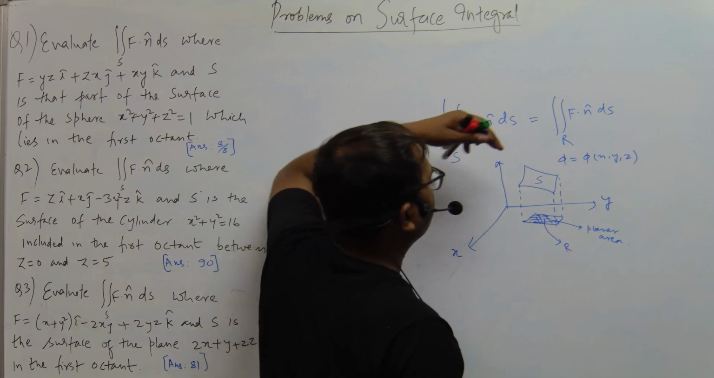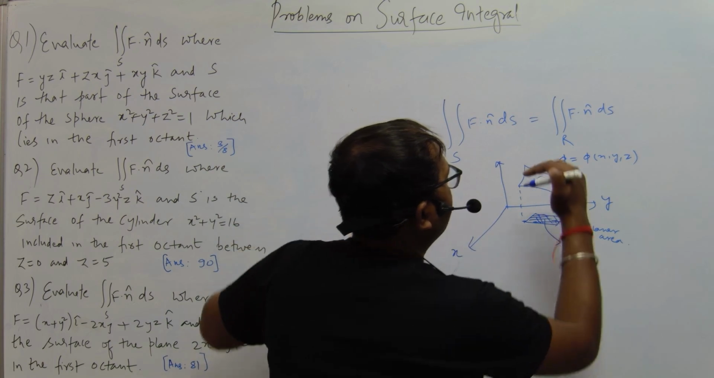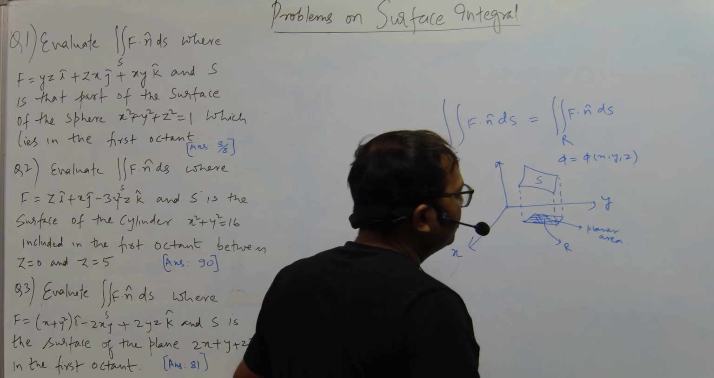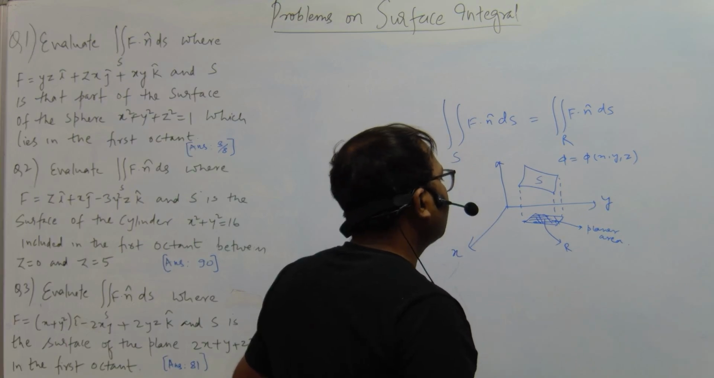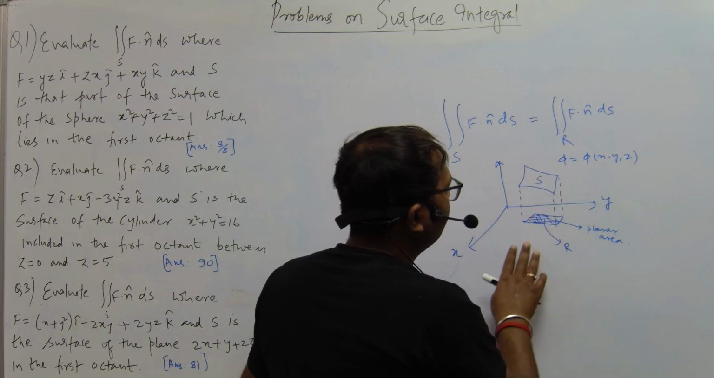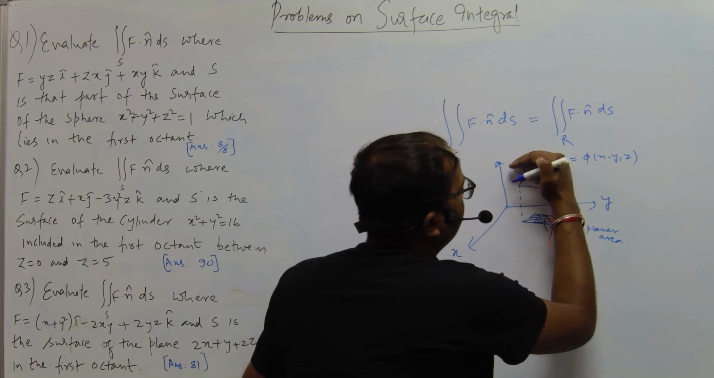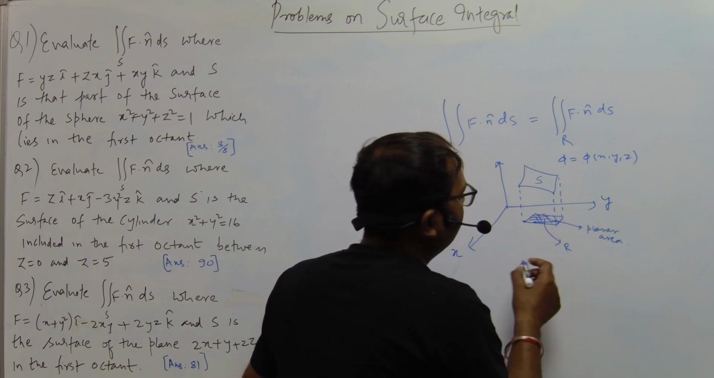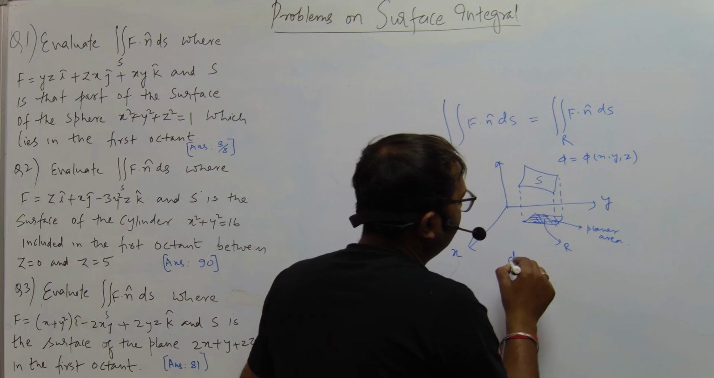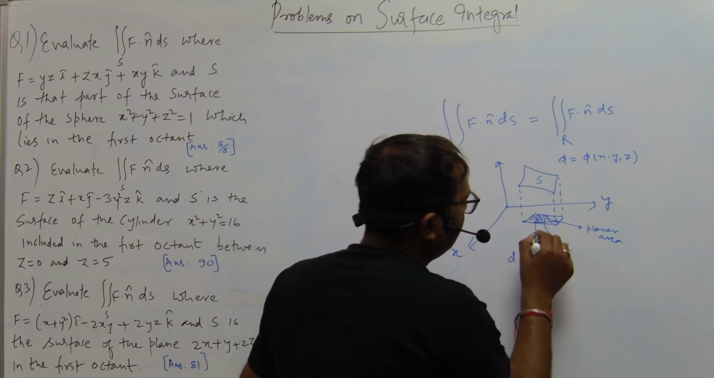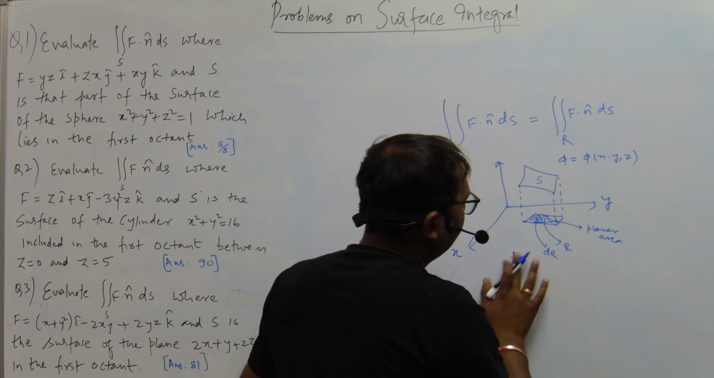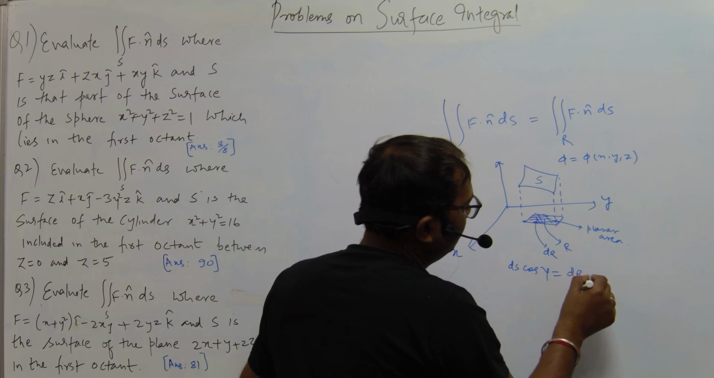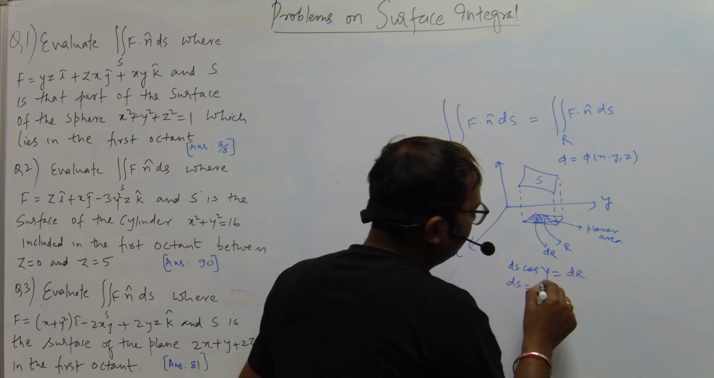For finding the value of dS, we take the projection of this curved surface on the xy plane. We can take the projection on any of the planes based on the demand of the question. Suppose we are taking the projection on the xy plane, then this curved surface gives the projection as a planar area. Let us consider this elemental region as dR. Then we have dS cos gamma equal to dR. From here we have dS is equal to dR upon cos gamma.